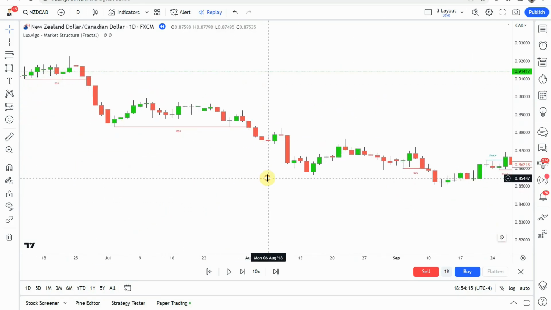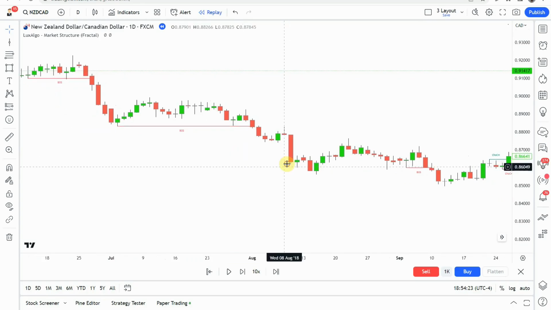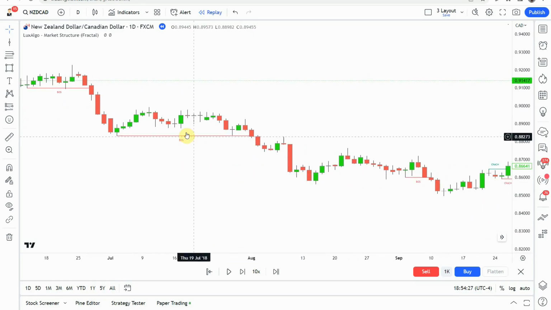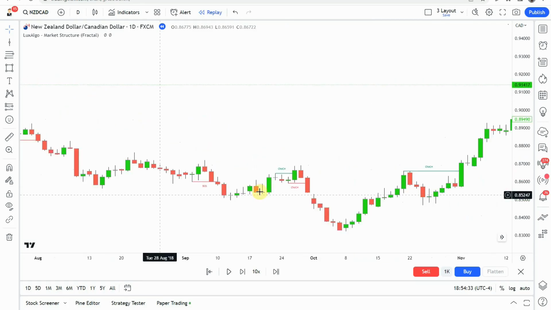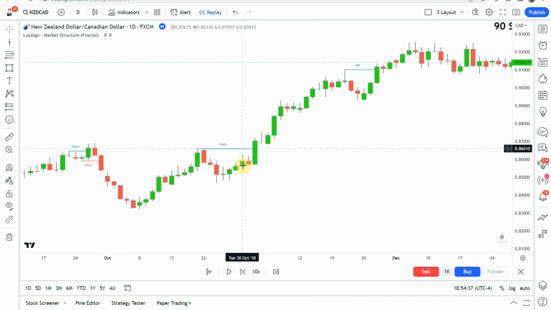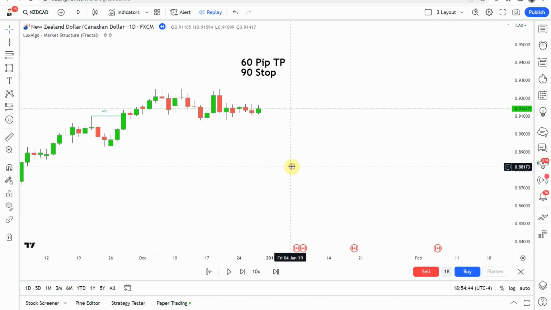Same way with the red line here. Generally what you get is a break to the downside and a close, and then it forms that red structure line there. And so what we're looking for is when a red line forms and price has closed below that red line, that's going to be a signal to go short. When a green line forms and price has closed above that green line, that's going to be a signal to go long. So let's go ahead and get on with the testing and see what we can get out of it.